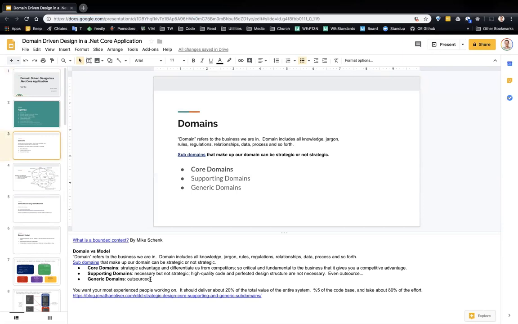So maybe more of a scientific definition. Let me just read it to you. Strategic advantage and differentiation that we have with our competitors. It's so critical and fundamental to our business that it gives us our competitive advantage. Okay. A supporting domain is necessary, but it's not strategic. Can anybody maybe name a few of those that we have in our company? What is necessary but not strategic? And maybe let me add, it's something that we can outsource. Pega.